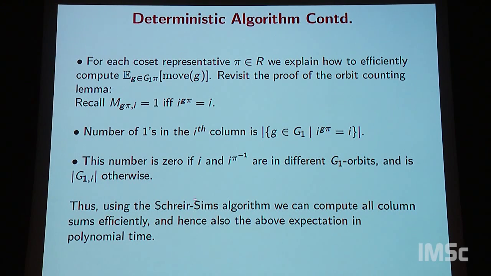And this number is 0 if i and i to the pi inverse are in different G1 orbits, and is the size of the pointwise stabilizer of 1 and i otherwise. So this cardinality is either 0 or this quantity. And it's something that I can compute because I can find whether these two things are in the same orbit of G sub 1 or not. Therefore, we can find all column sums efficiently. And since we can find all column sums, we can compute this expected value efficiently.